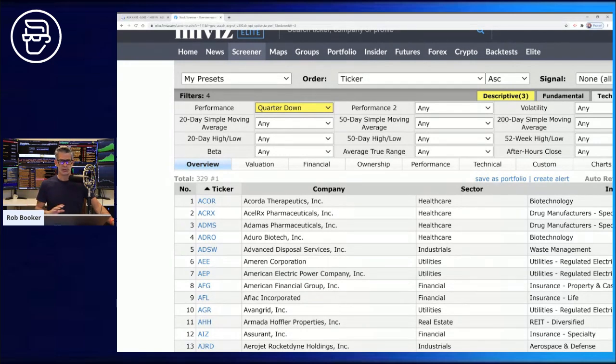I'm going to turn this into a giant playlist. I'm going to do a bunch of lessons about screening for different kinds of stocks using FinViz. Oh my gosh, this is going to be a great tool.